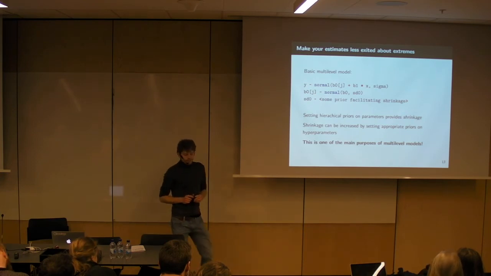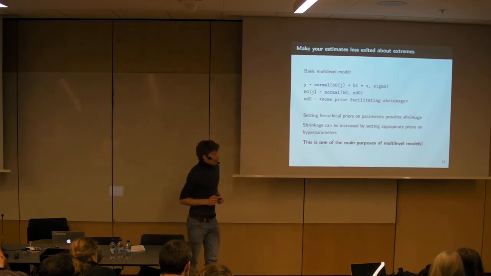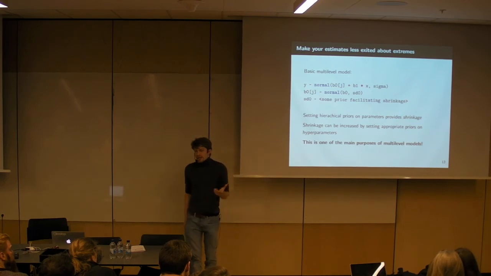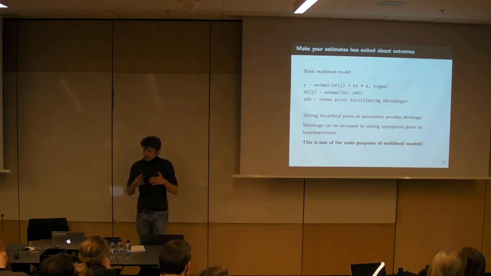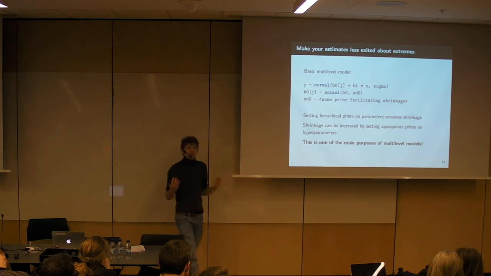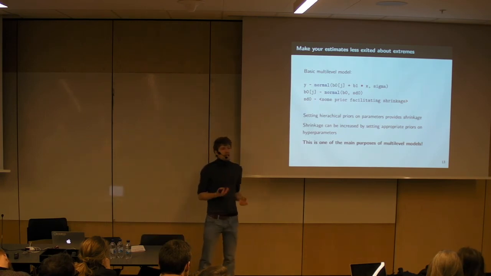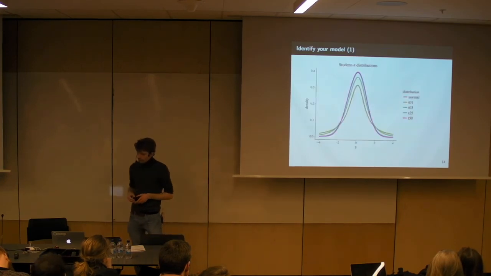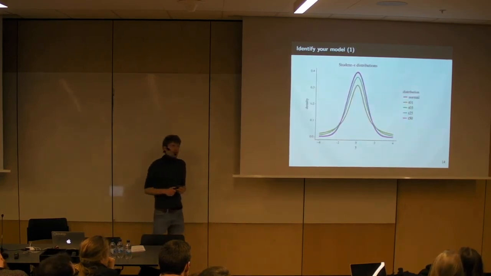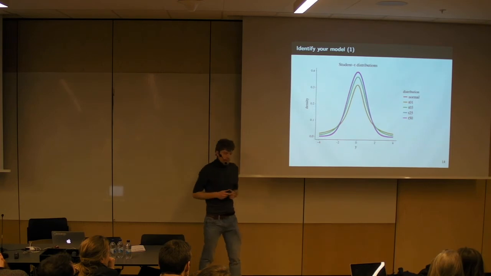And we want that as well in classical statistics. So that's why we will be using multi-level models in Bayesian and classical statistics as well. But we can improve the shrinkage, if we like, by setting informative priors on the hyperparameters. And then there are situations where we want to identify our model.